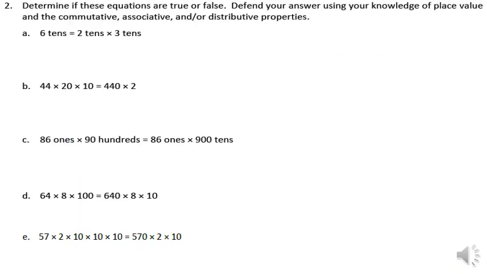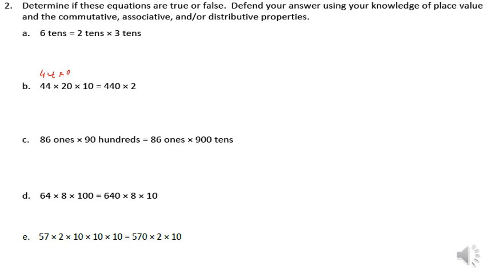Okay, on question 3, we had B, D, and E to do. So starting with B, I'm looking at this, and I'm going to combine these to see if I can make them closer. Because I know the commutative property and associative property, I can go ahead and just multiply these in any order that I wish.